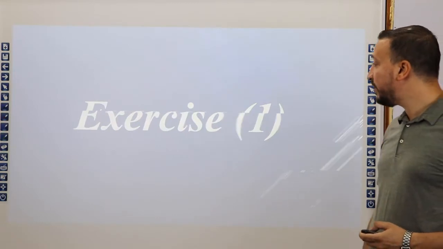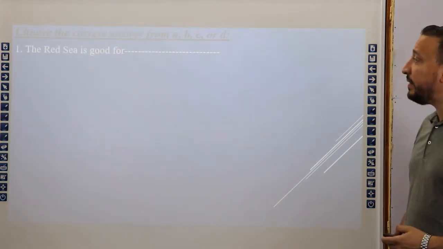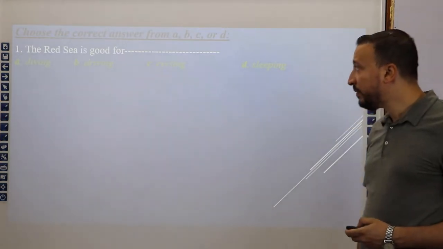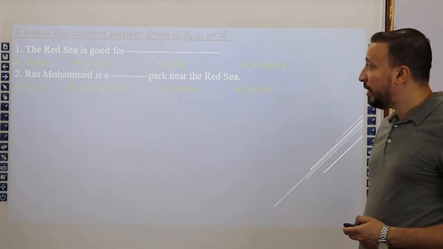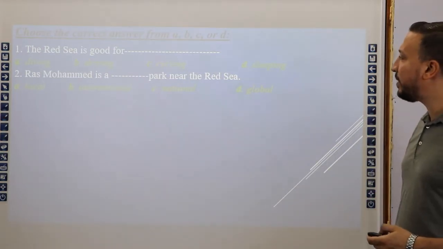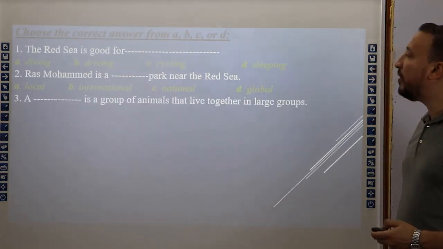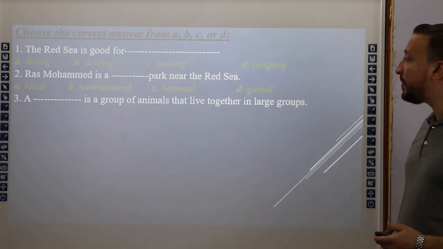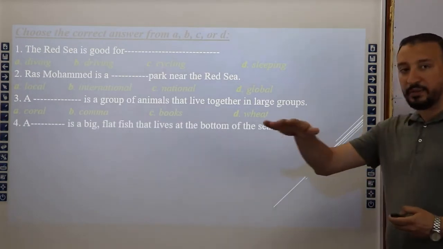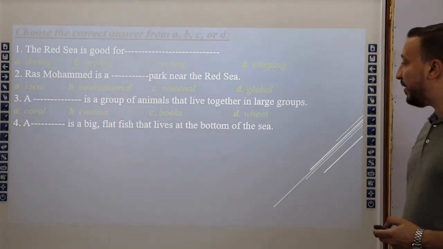Exercise on the vocab. Exercise 1. Choose the correct answer. Read the sentences carefully, then choose the correct one. Number 1, the Red Sea is good for. 2, Ras Muhammad is near the Red Sea. 3, a group of animals that live together in large groups. 4, a big flat fish that lives at the bottom of the sea.